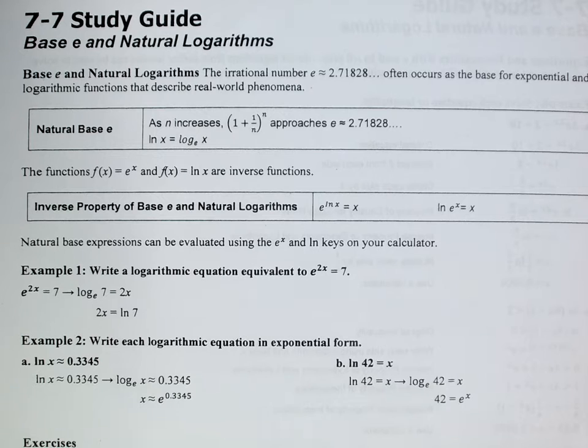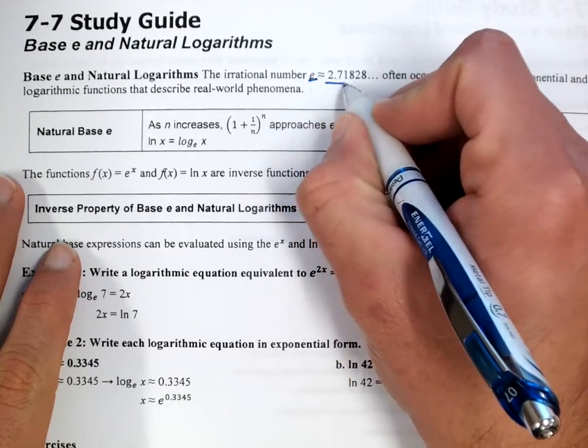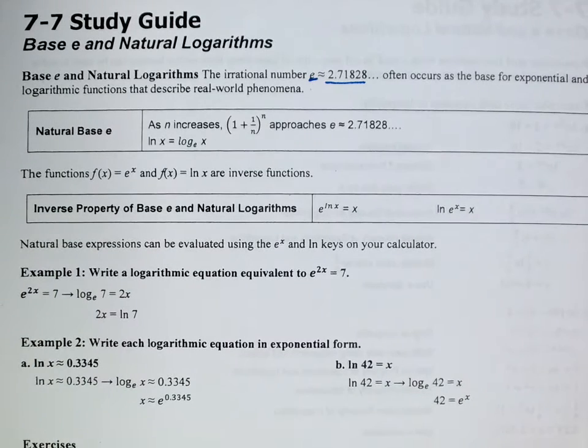We're going to talk about base e and natural logarithms. The first thing you need to know is that this irrational number e is actually a constant, and it's approximately 2.718281828. If you don't understand what that means, just think of pi. The number pi is an irrational number, and it's a constant.